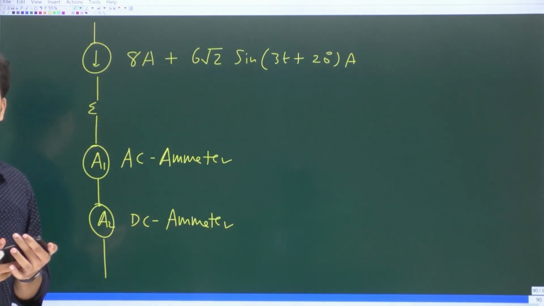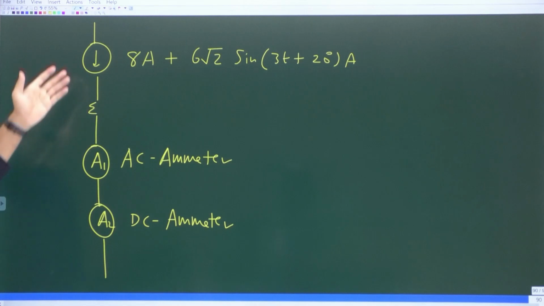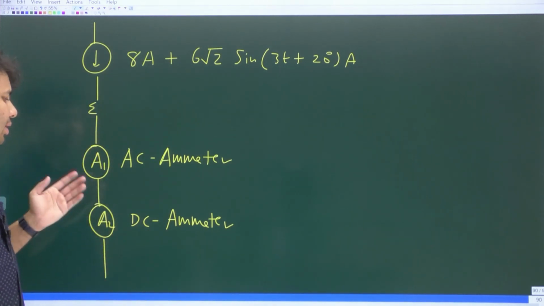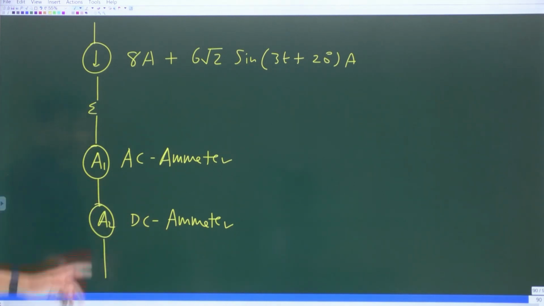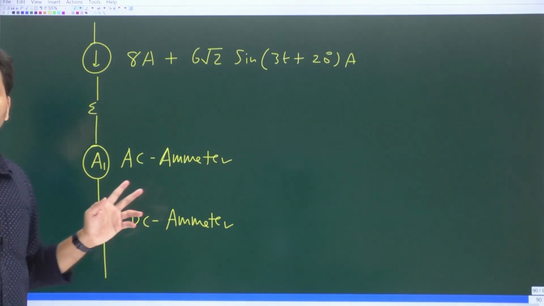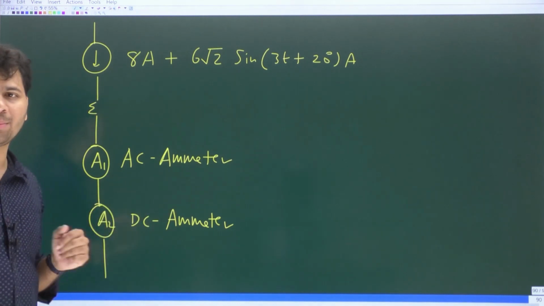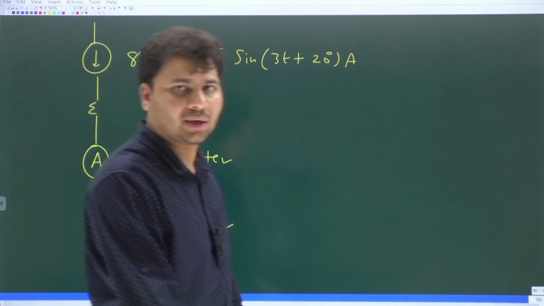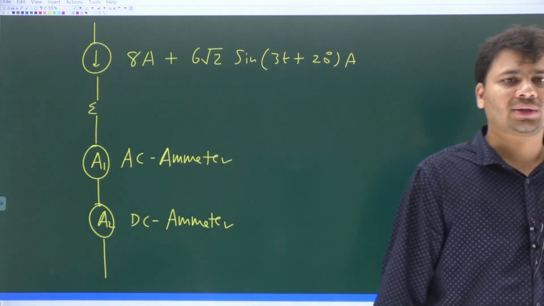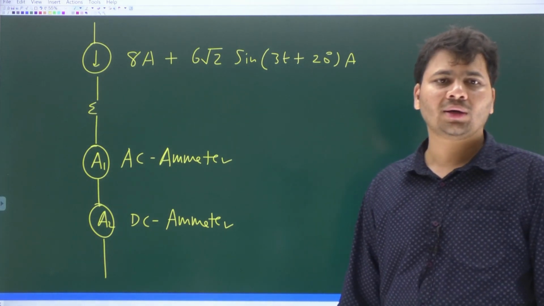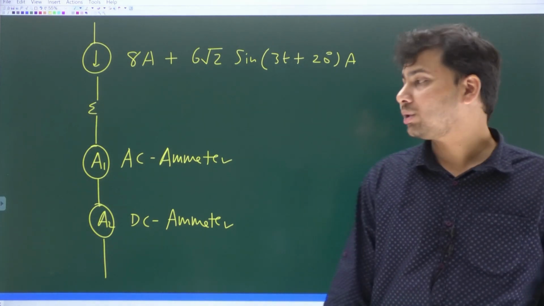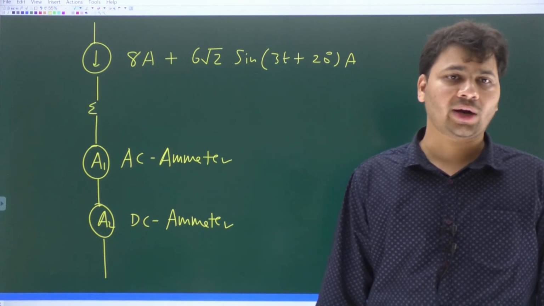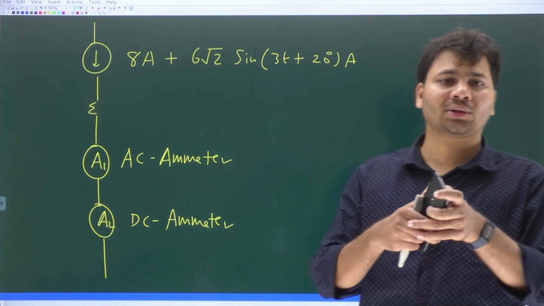Okay, look at this case. Even in this case, we have a single branch that has a current source and also two ammeters, A1 and A2. A1 is an AC ammeter. A2 is a DC ammeter. Both are connected in series in the same branch. I want you to tell me the reading on A1 and also the reading on A2. Please type in the chat box.